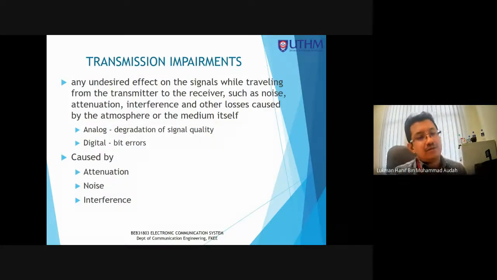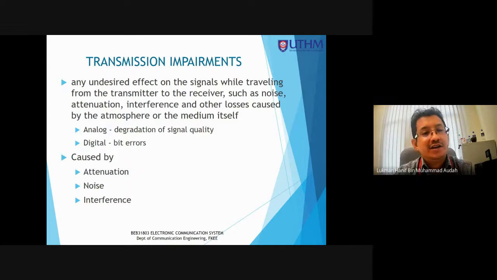Transmission impairment. So this is also a favorite topic for test and final exam. We asked these questions many times in the previous semesters. Dalam semester yang lepas, kita sering bertanya soalan topik ini. Okay, impairments means that gangguan kepada kita punya signal yang dihantar. Okay, impairments to the signal transmitted from the transmitter to the receiver.